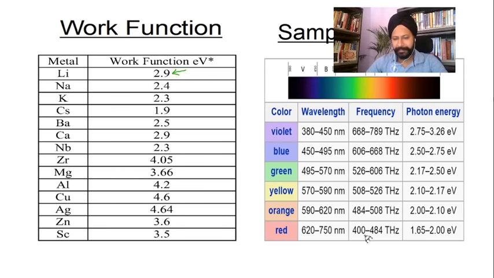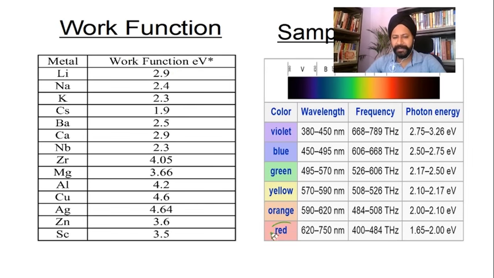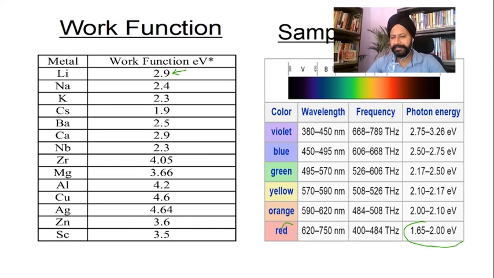Let's look at lithium. If you shine a red light on lithium, red light doesn't have enough energy to release an electron. Similarly with orange, yellow, none of them. So you have to go to the violet region, where light has a frequency such that the energy of a photon is more than or equal to 2.9, and that is going to release an electron. So if you shine violet light on lithium, you will see the photoelectric effect happening there.